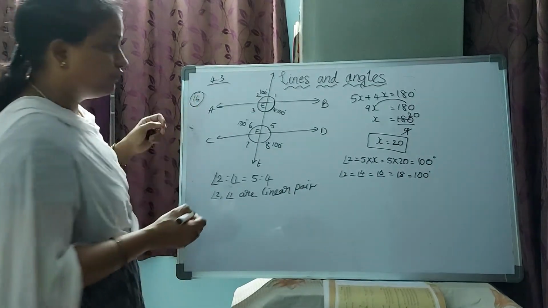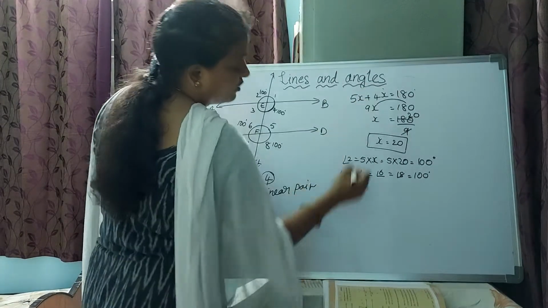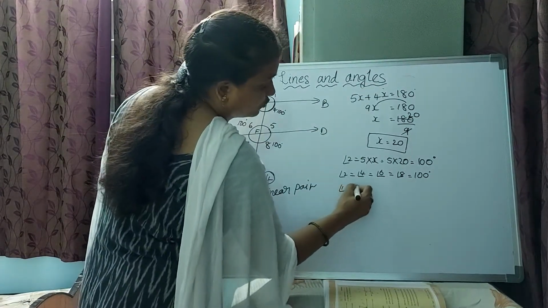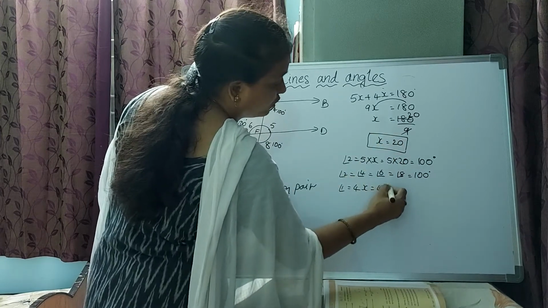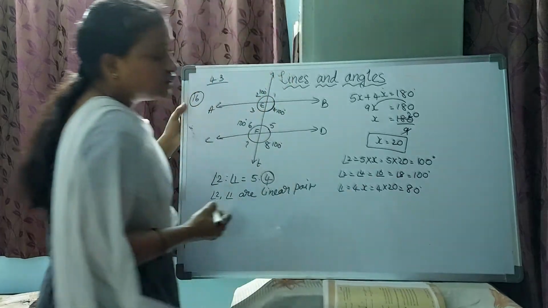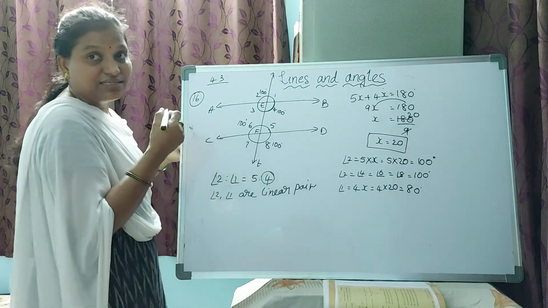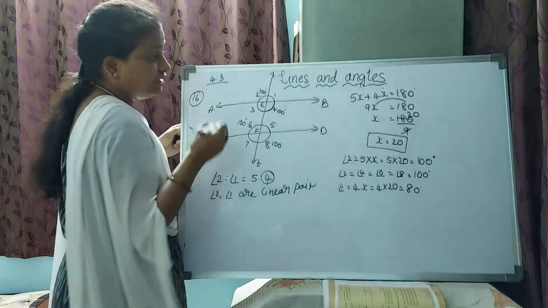Now we'll see angle 1. Angle 1 is nothing but 4x. We know the x value. What is the x value? 4 into 20. 4 twos are 80. So 80 degrees. Now we'll see which angles are equal or congruent to this angle 1.